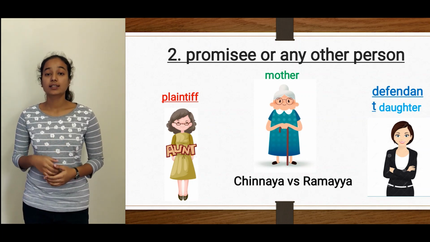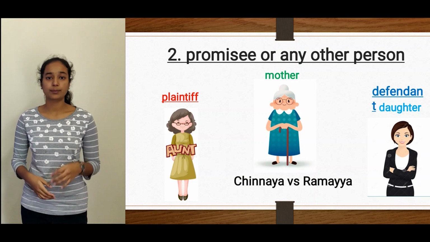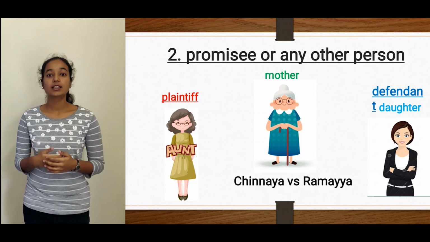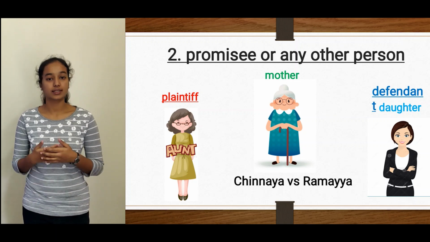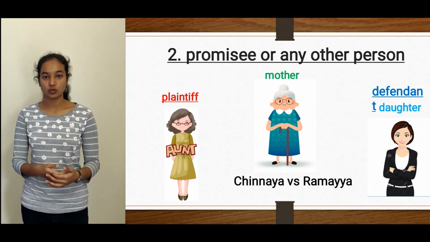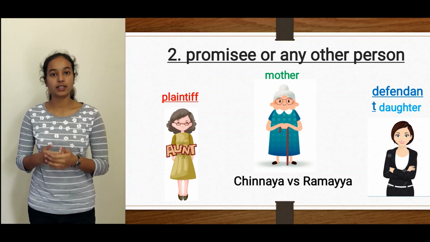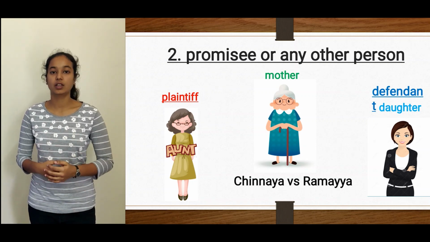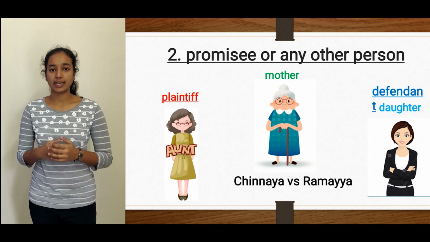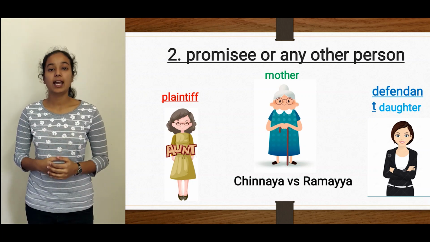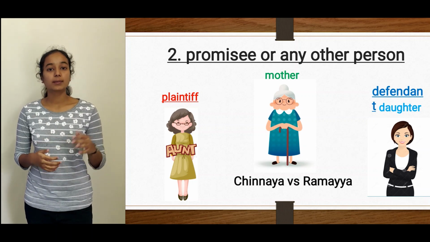Consideration may move from the promisee or any other person. This rule has been laid down in the famous case of Chinnaya versus Ramaya. In this case, an old lady by deed of gift made over certain landed property to the defendant, her daughter. The terms of the contract stated that the defendant should pay Rs 653 as annual payment to the plaintiff.